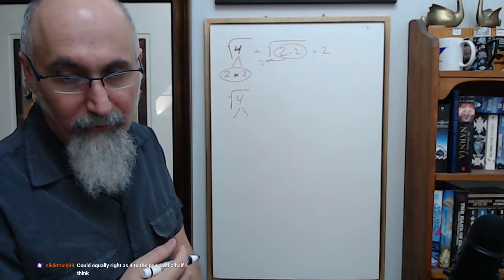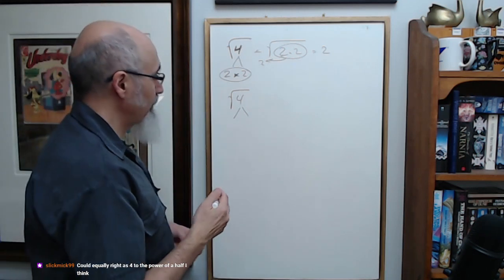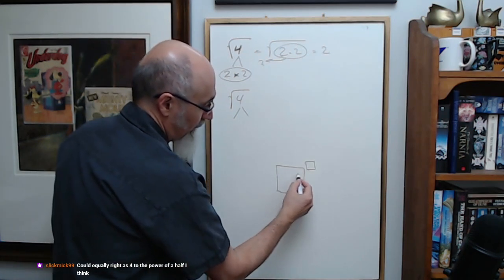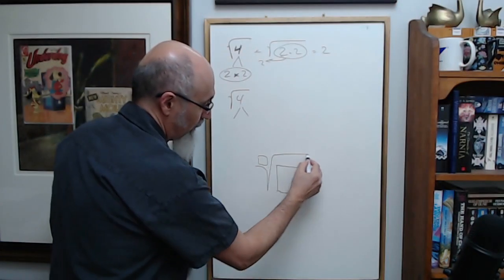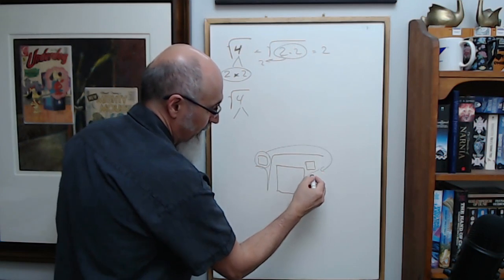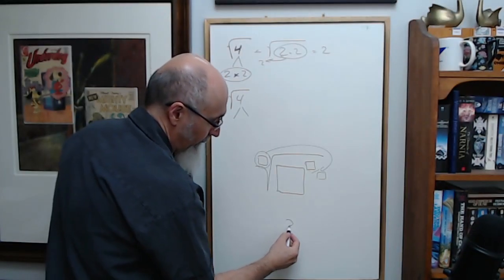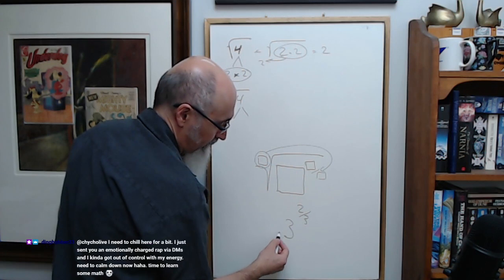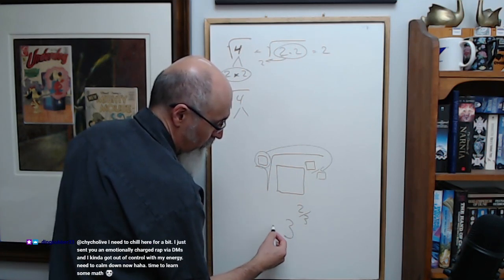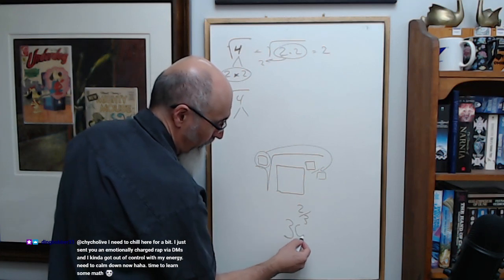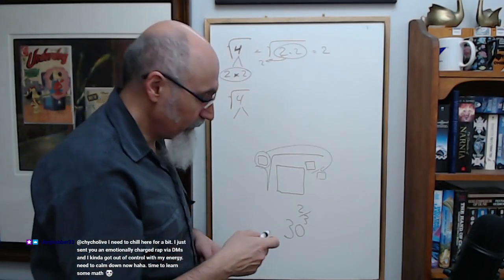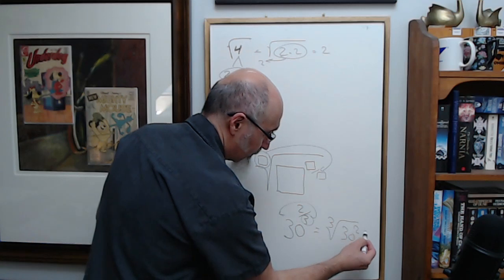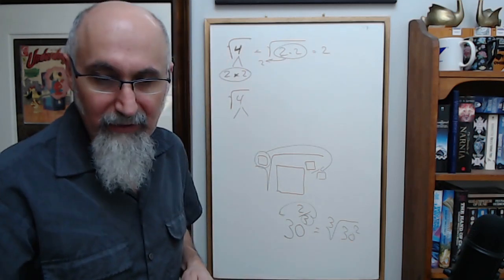Put equally right as four to the power of a half, I think. Yeah, indeed. Because the radical, as we talked about, is a power. A radical is this number just goes in the denominator of the power, right? So if we write down 3 to the power of 2 over, let's go 30. 30 to the power of 2 over 3. You could rewrite that as the cube root of 30 squared. That's what it really means.